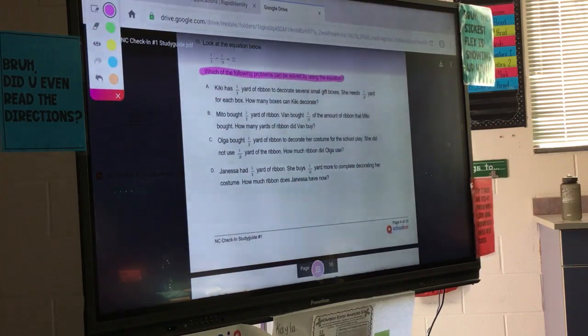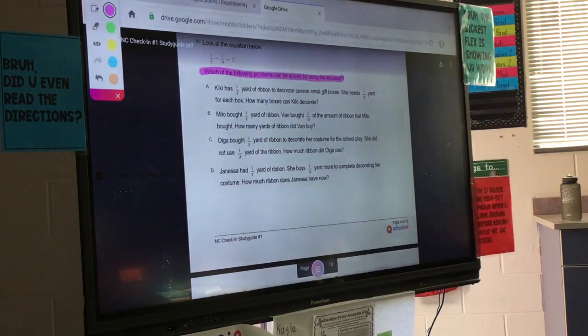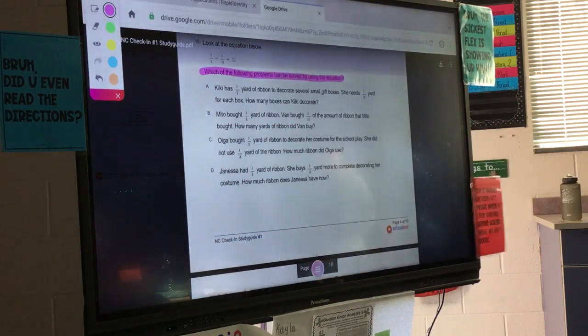C. Olga bought 3/8 yard of ribbon to decorate her costume for the school play. She did not use 3/16 yard of ribbon. How much ribbon did Olga use? Stand up if you picked C, or if you would have picked C, sorry. Okay, have a seat.